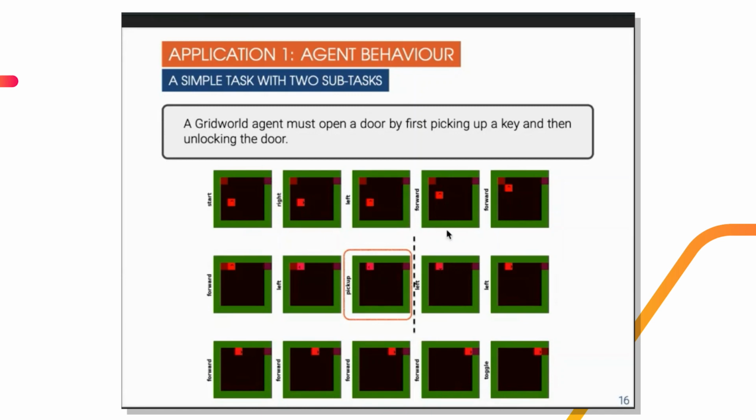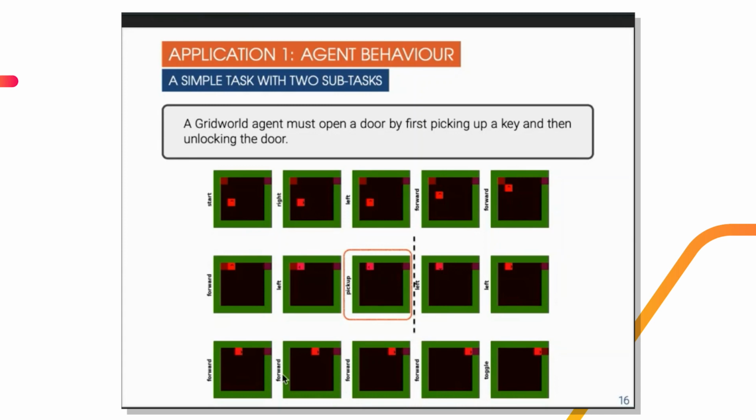In this simple scenario, there's one main task, which is to open the door, and then there are two subtasks: pick up the key, and then unlock the door. We have a data set of 1,000 human demonstrations of this simple task, and they each start from a random configuration of agent, key, and door.